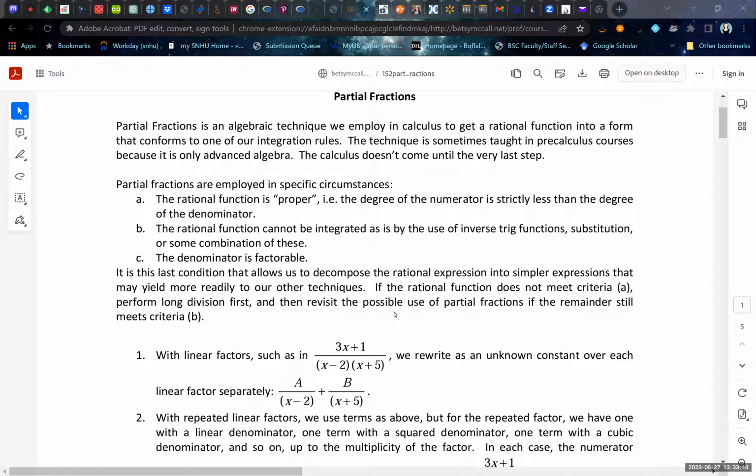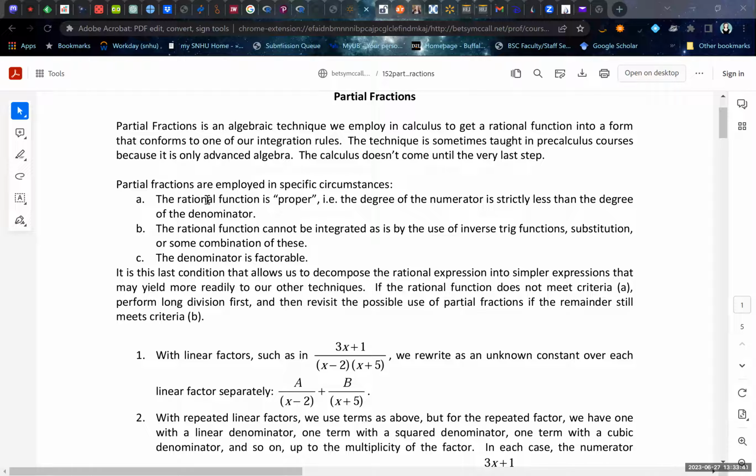Now, this is particularly useful in calculus when you're trying to do integration. And so it's sometimes taught in pre-calculus courses because it's really just algebra. But it's algebra that you need in order to work with certain kinds of functions. So we're going to look at the general properties, and then we're going to work through some examples.